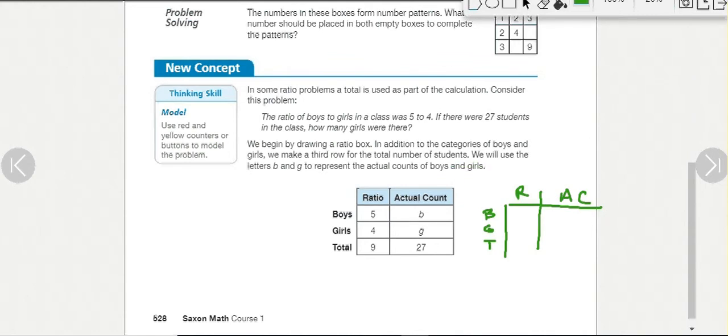But in this problem, we have a ratio, boys to girls. Order is key. Always follow the order they do, because they're going to. You can't switch those numbers around. 5 to 4. Okay? Boys to girls, 5 to 4. Also important to be labeling, to know what each number means.